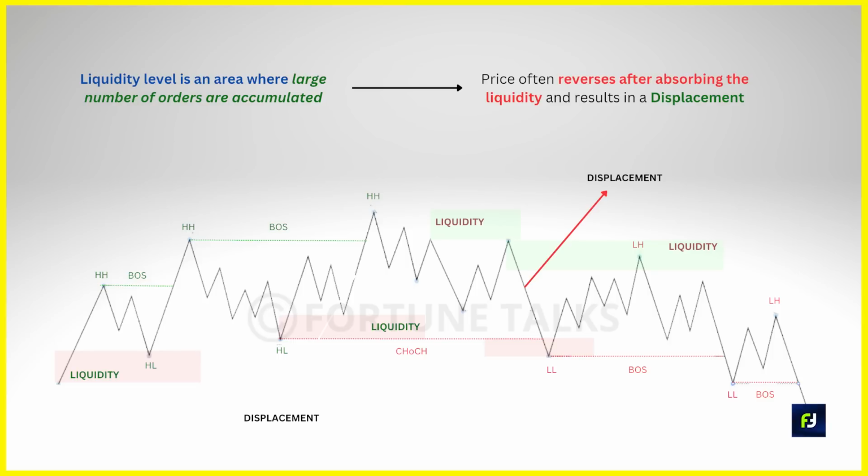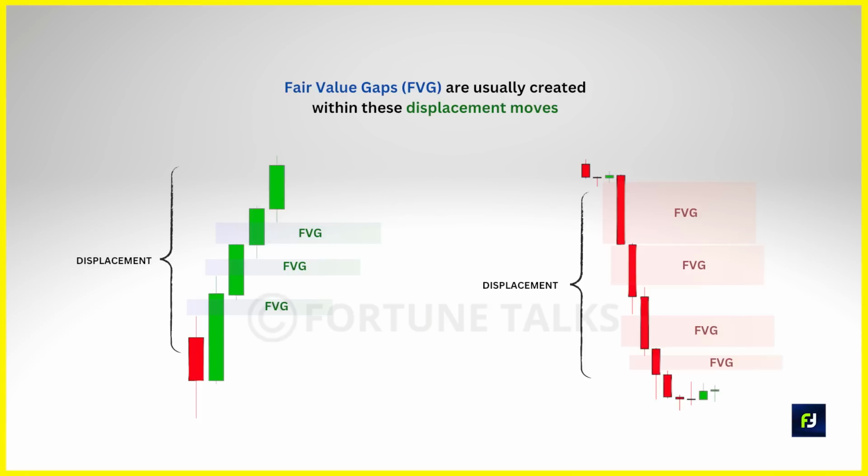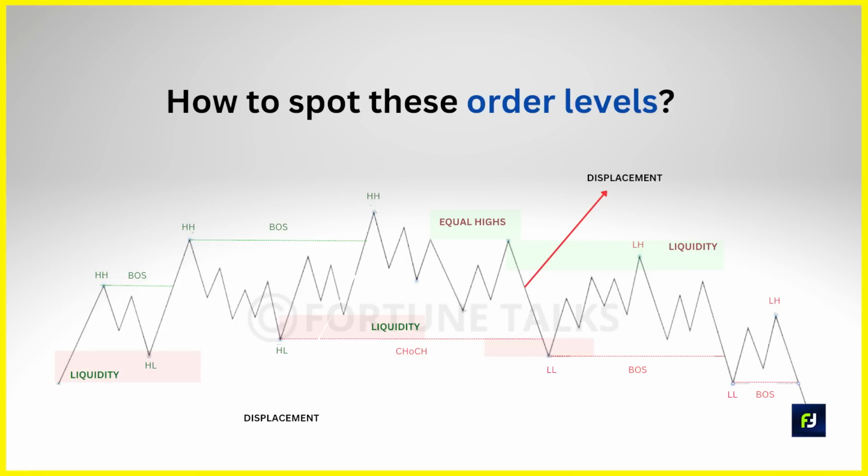So after the price reaches a particular liquidity level where large numbers of orders are accumulated, and when price reverses after absorbing the liquidity from this area, often what will come next is displacement. So these fair value gaps are usually created within these displacement moves, which means that these are instances in which we can spot inefficiencies or imbalances in the market. I have talked about liquidity levels where most of the orders are accumulated. But how do we identify these levels?